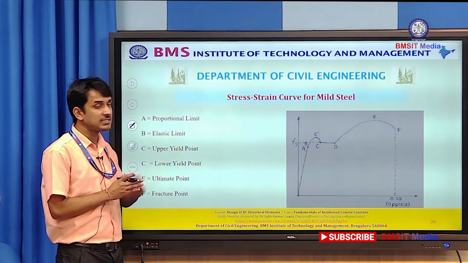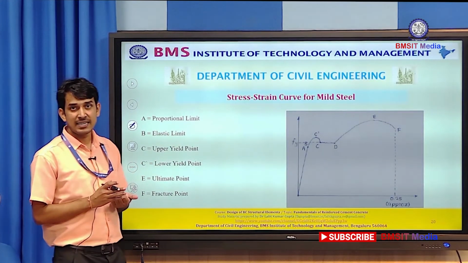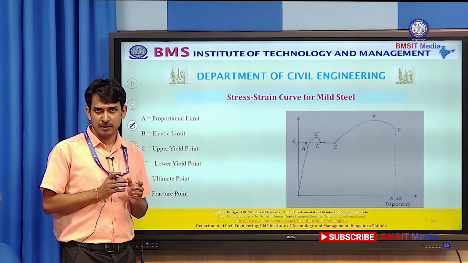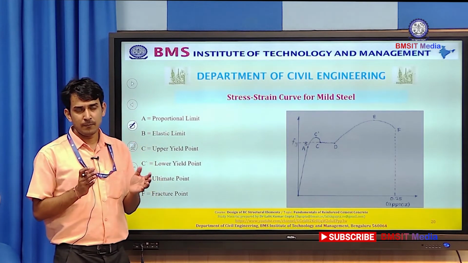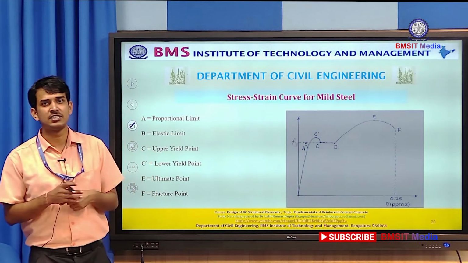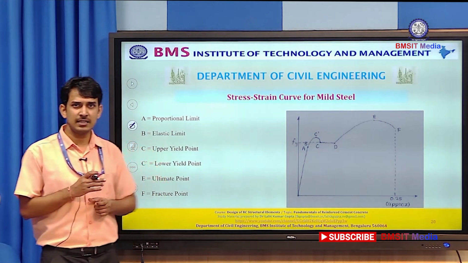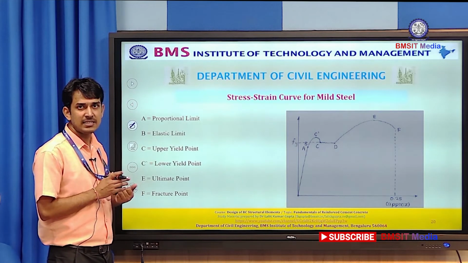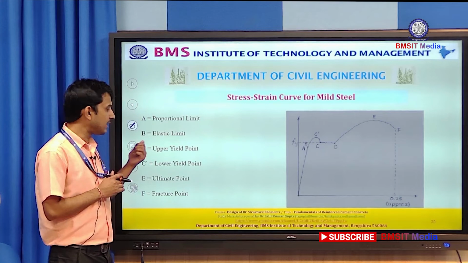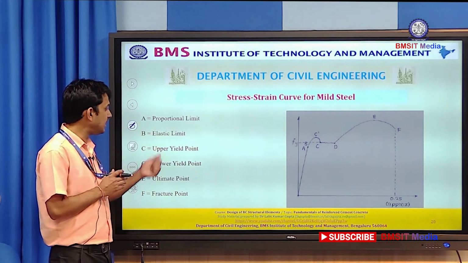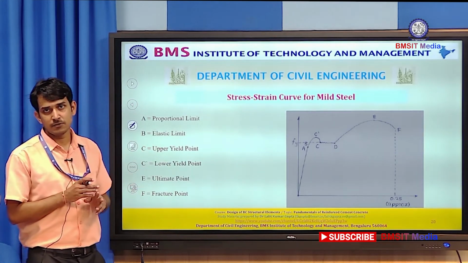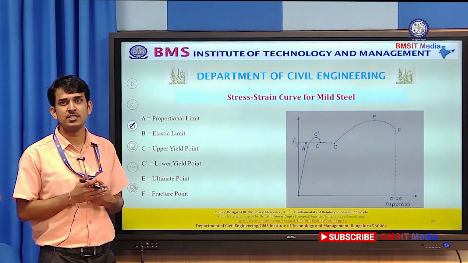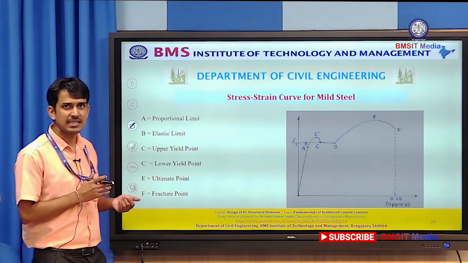After that, the B point is the elastic limit. Up to point B, if we remove the loads, then the material regains its original shape. That is the behavior of the mild steel up to point B, the elastic limit. If the material crosses this point B and reaches the yield point, then it is not possible for the material to regain its original shape. So that is the yield point.